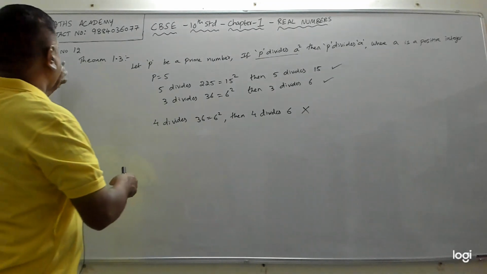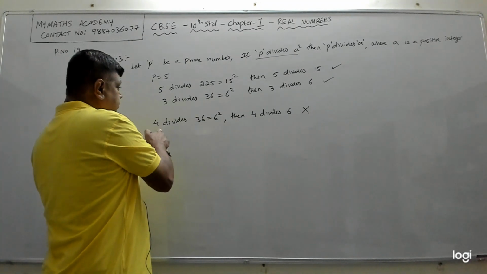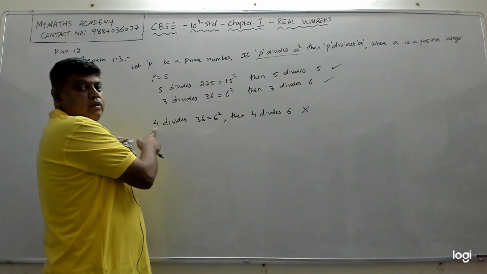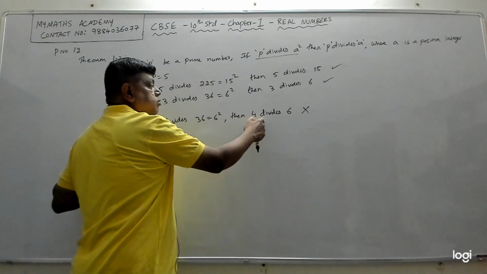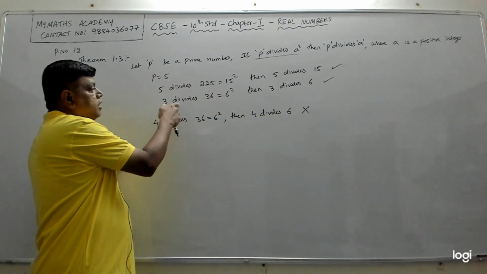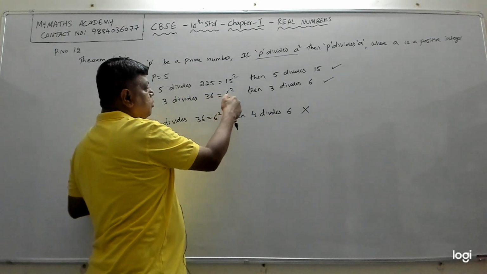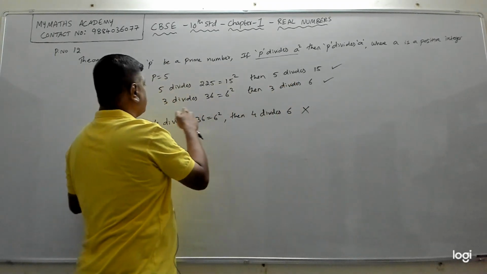Fine. So as I said, here it is failing because 4 is not a prime number. If it was a prime number, then this would have been true. Since 4 is not a prime, it fails. Here 3 divides 36, which is 6 square, so 3 divides 6. Here it is true. Why? Because 3 is a prime number.